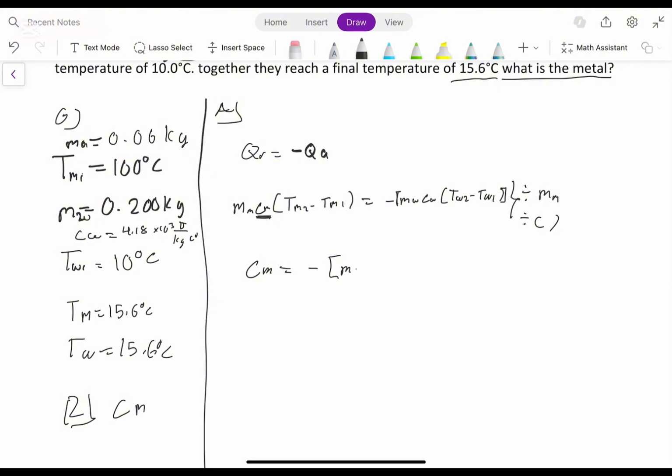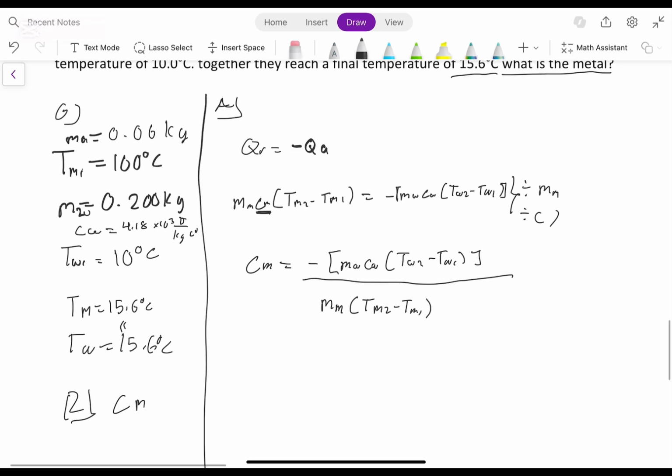Negative MW times CW, subtract TW2 minus TW1. And their TWs are really the same, they're the same final temperature, so it doesn't really matter, but it's something to keep in mind. We could factor it out if we really wanted to, but I just want to keep it simple, so we can just leave it in, and we're dividing by the brackets, so it's going to be TM2 minus TM1. Now that we have this, we have CM by itself.